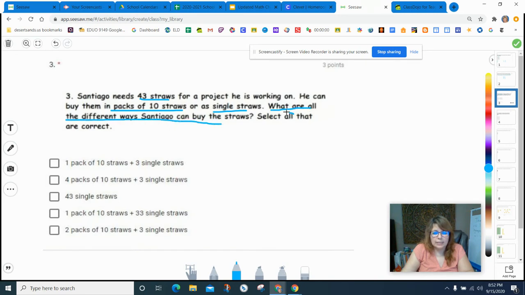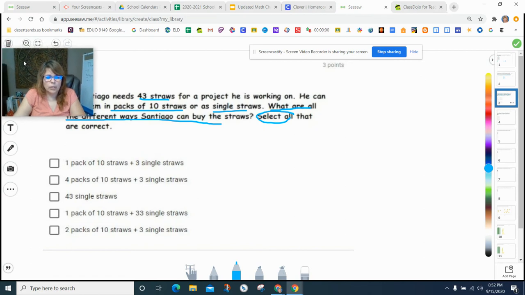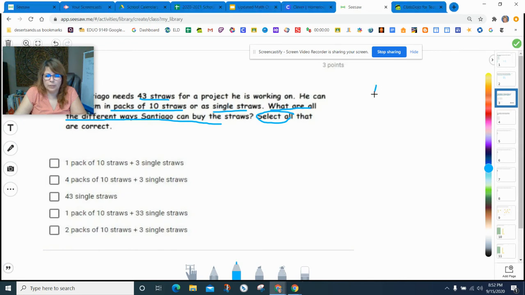Now it says select all. That's another clue that there's more than one answer that is correct. So I'm going to go here and I'm going to look at my first one. Now, remember, my number is 43. So I'm going to write 43.